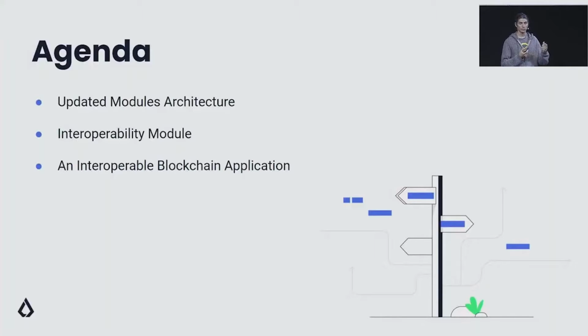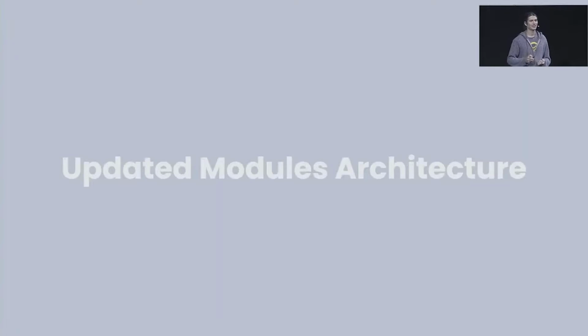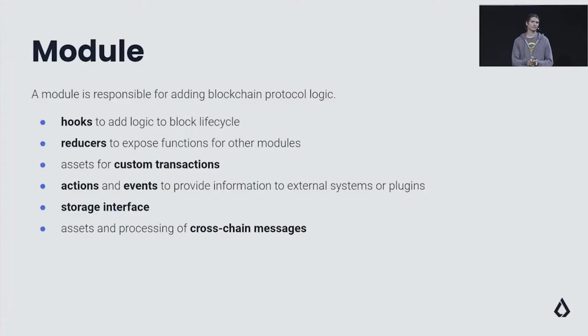So here is an overview of my presentation. I will first present the updated modules architecture, and then focus in on the interoperability module, the module that will come out of the box with the Lisk SDK, and will provide all the functionalities needed for interoperability. And finally, the research team prepared a small example of an interoperable blockchain application. This will be the point where I put together the ideas that I present and explain how you could, in practice, develop an interoperable blockchain application. But let's start with the updated modules architecture.